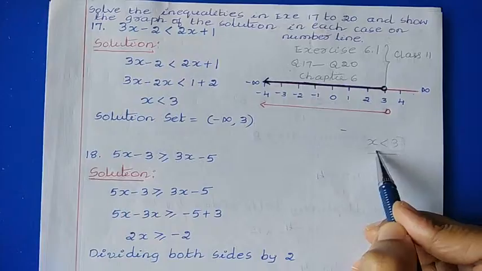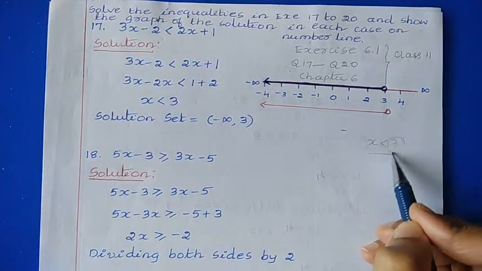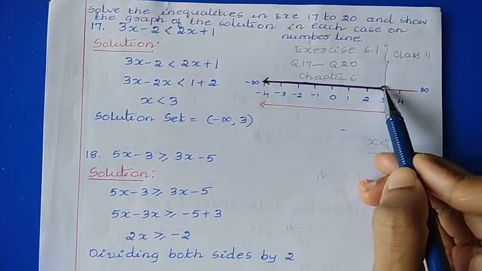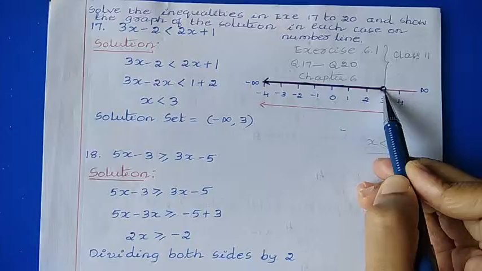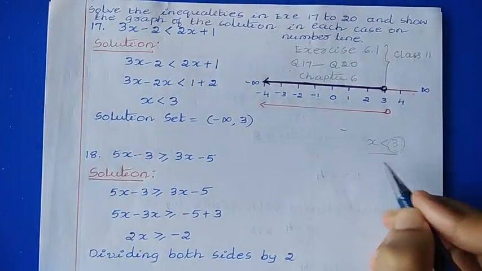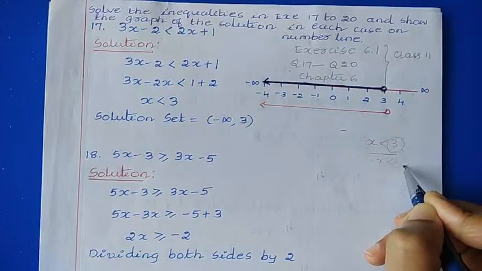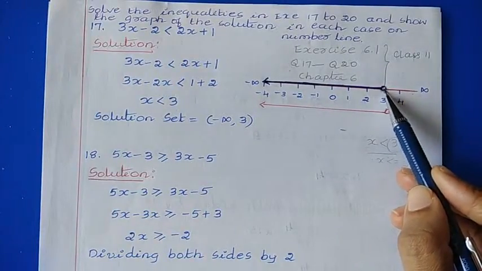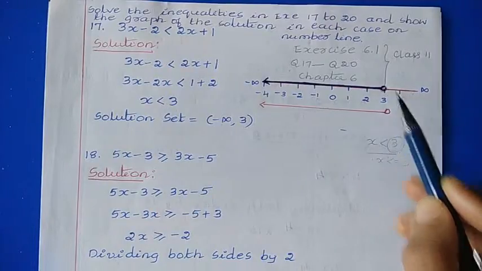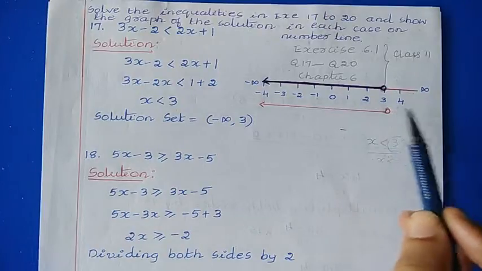If x is less than 3, then the value 3 is not included, so we represent that using a hollow circle. Whereas if you have x is less than or equal to 3, in that case you have to use a shaded circle, or a solid circle. So that is the way of representing a solution set on the number line.